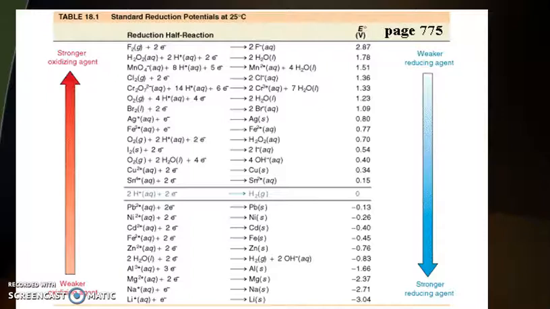And for the oxidation reaction, all we need to do is to reverse that equation. So for example, if we look down at zinc, the oxidation of zinc is zinc metal turning into zinc ions. The reduction is zinc ions turning into zinc metal. It's the same reaction backwards and forwards.